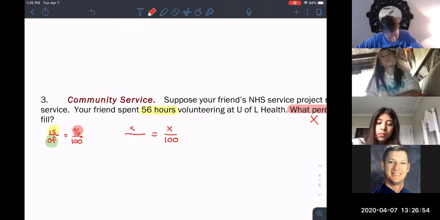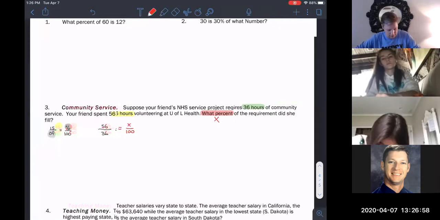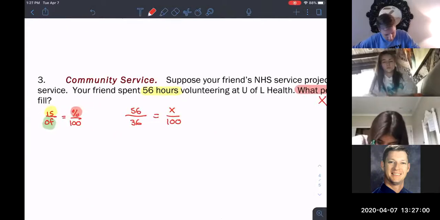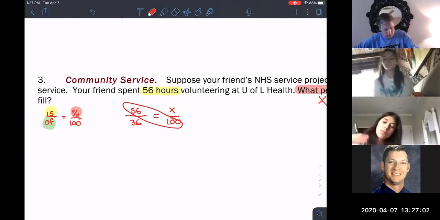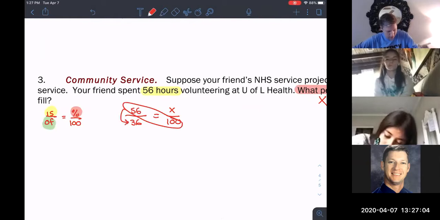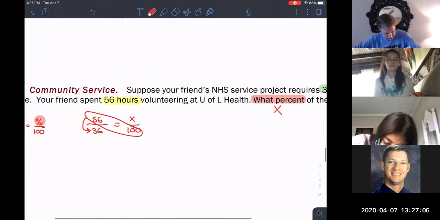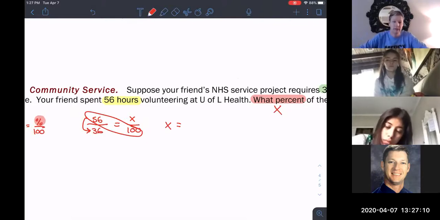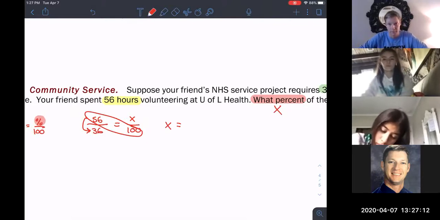So we put 56 on top. 36 is the whole requirement, so that goes on bottom. And now we just solve. So we're going to multiply those, divide by that, and that should give us our answer. So go ahead and work that out and see what you get. And remember, we're expecting a number bigger than 100.